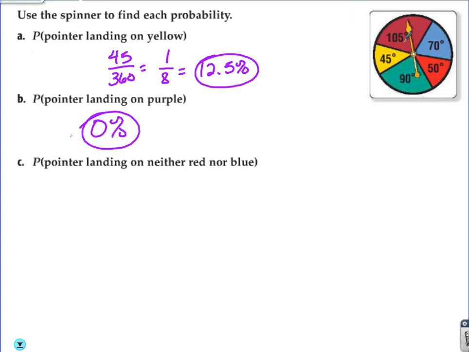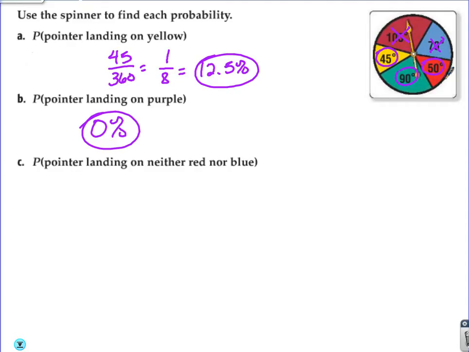The probability the pointer is going to land on neither red nor blue. Is that red? I think the brighter one is red. This one here? I think this is orange. So the probability that it's not going to land on red or blue, well, again, we're dealing with complements. The probability that it does not land on red or blue would be the probability that it does land on yellow, green, or orange.